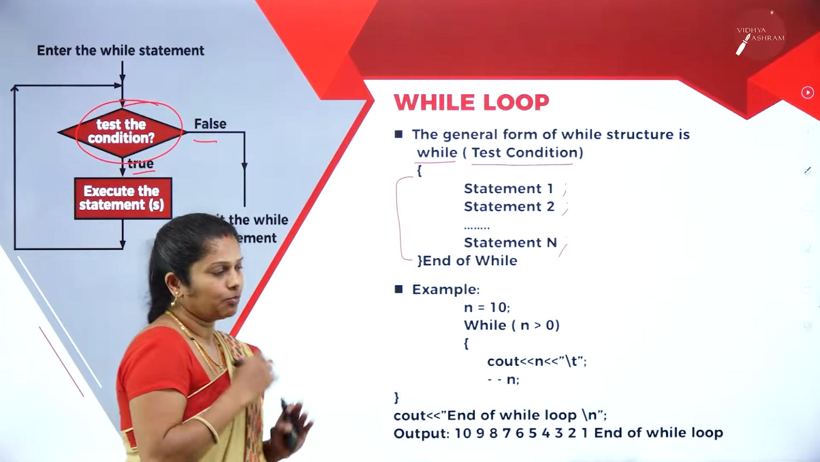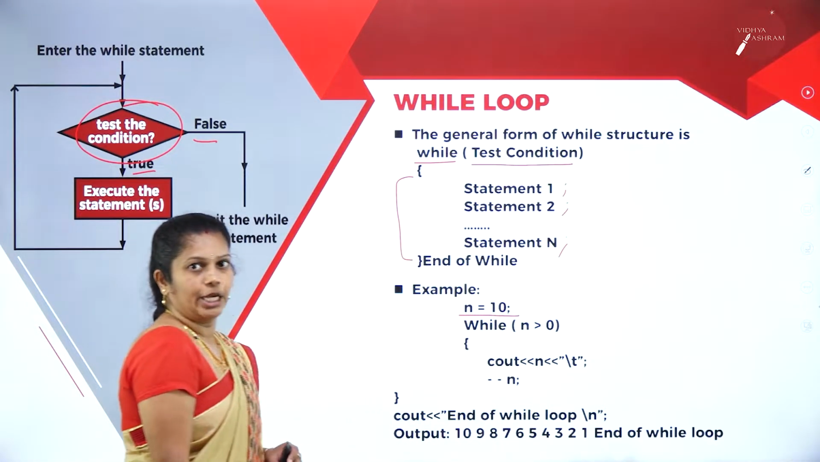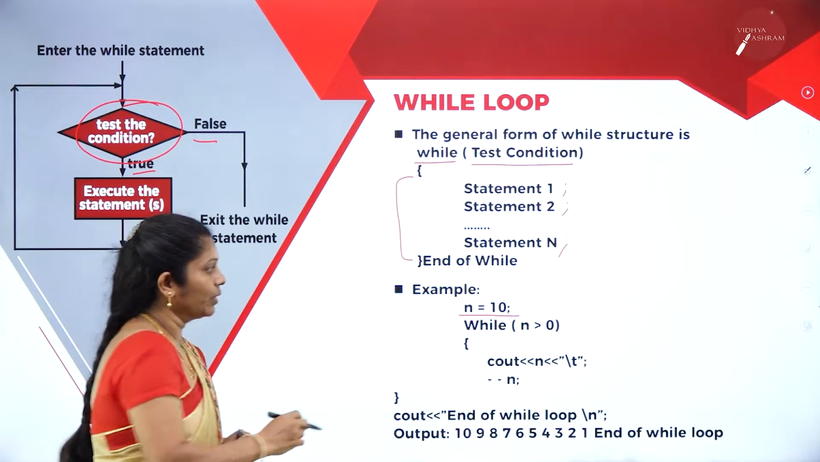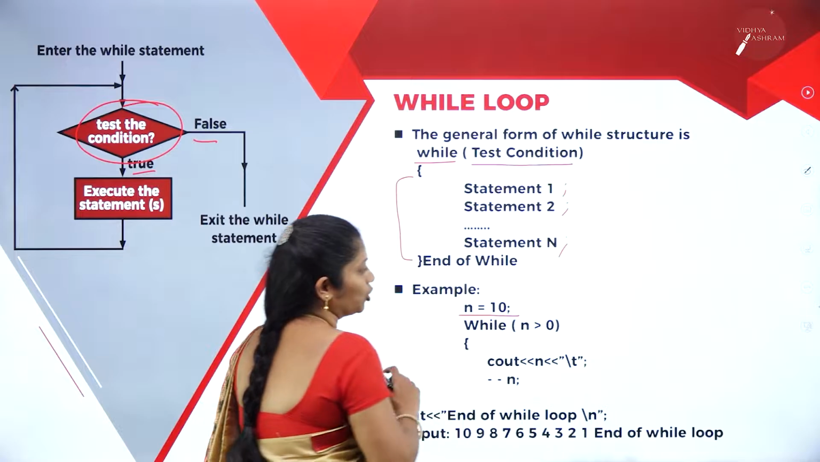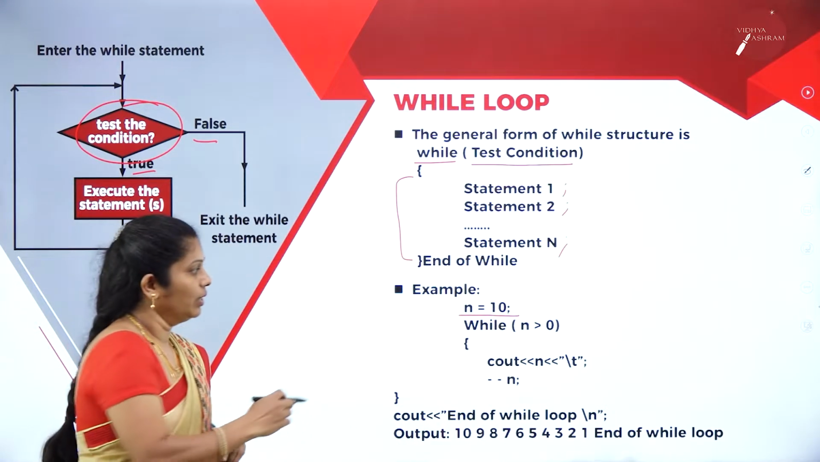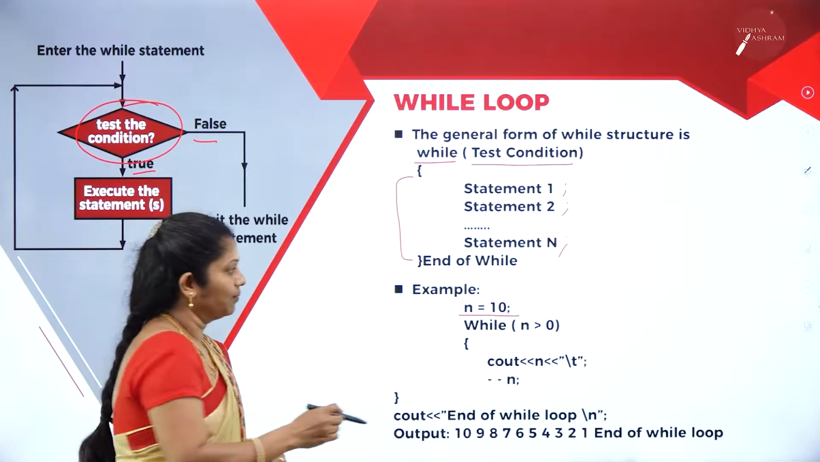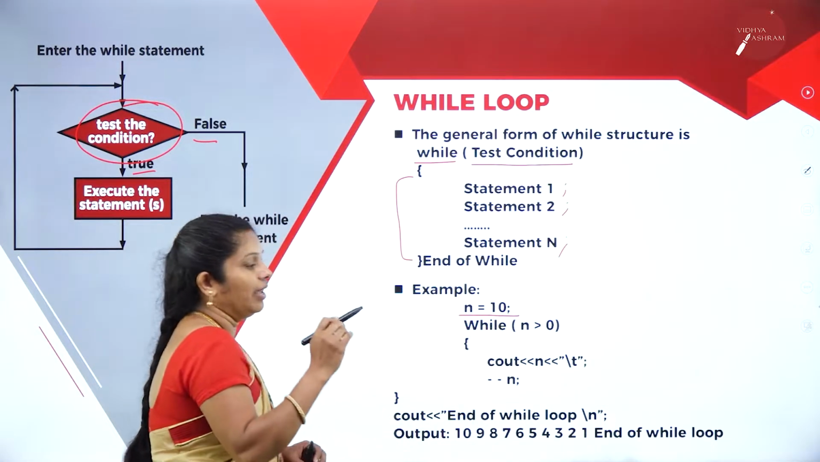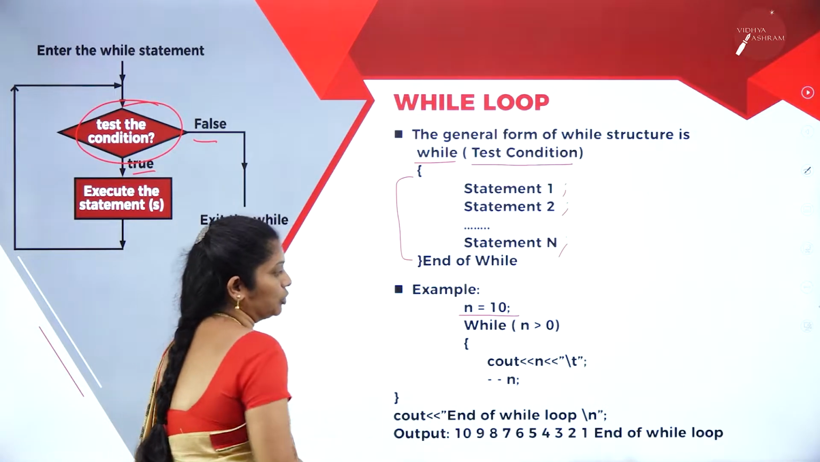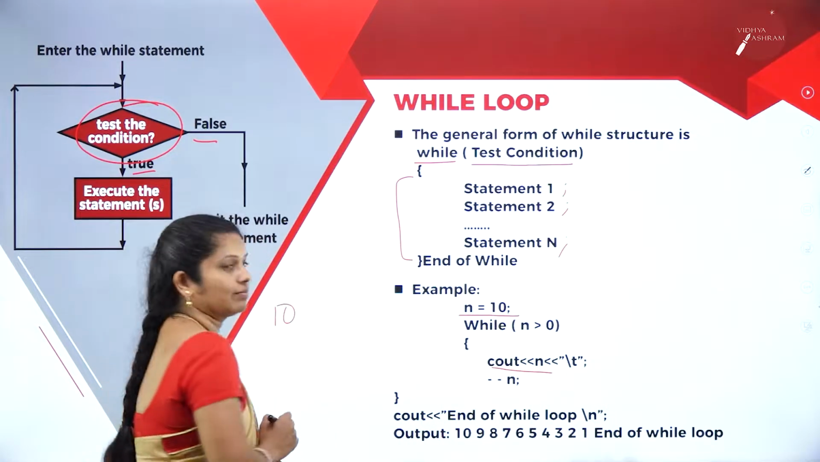Then close that. For example, first here we are initializing n equals 10. Consider we initialize n equals 10. Then while n is greater than or equal to 0, we have to print that n value. Already we initialized it, so the n value is 10. It will come and check the condition, n is greater than 0. Then what happens? It will enter the loop. Here it will execute and display 10 first.